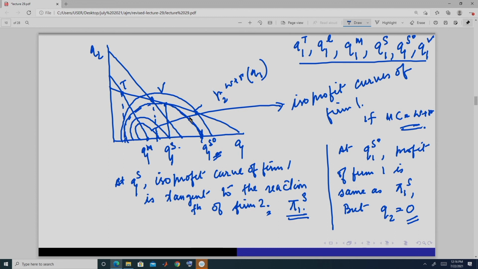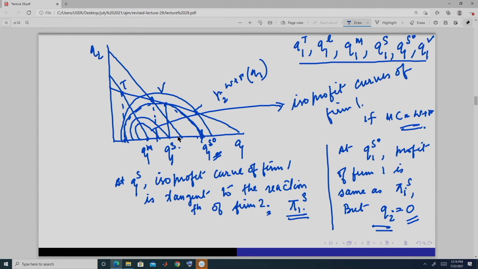Q1S is given by this point where the isoprofit curve of farm 1 is tangent to the reaction function of farm 2, and Q1S0 is given by this point where the output of farm 2 is 0, but the profit of farm 1 is the same as the Stackelberg output, or where this profit level is. Yeah, it could have been this point also, but we have taken this, because this is also a point where profit is the same as this level, but the output of farm 2 is 0, but we have taken the higher one, this one. So, remember this. Okay.